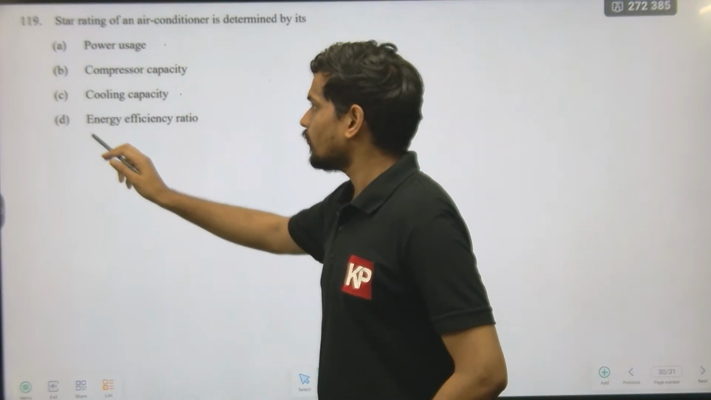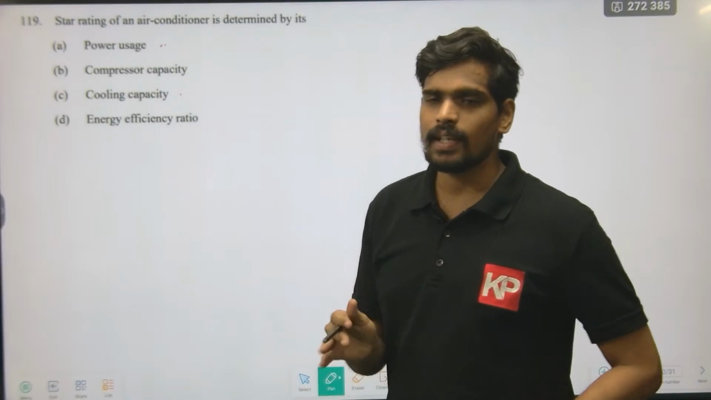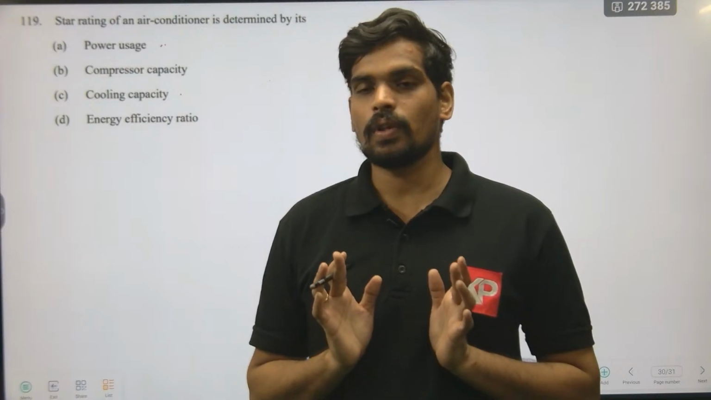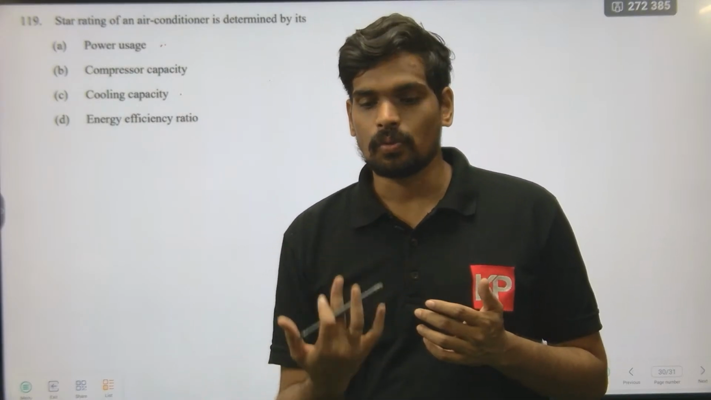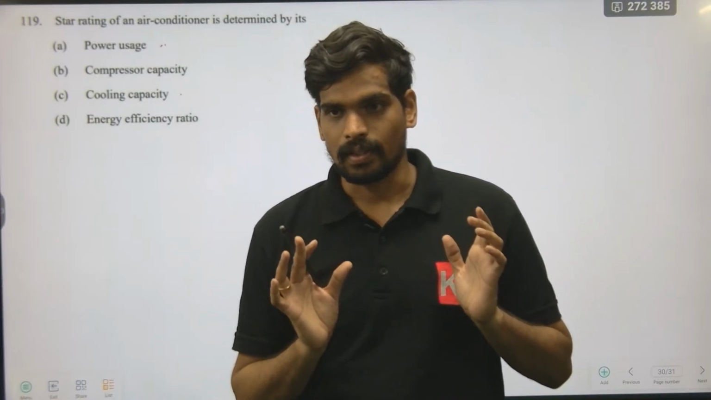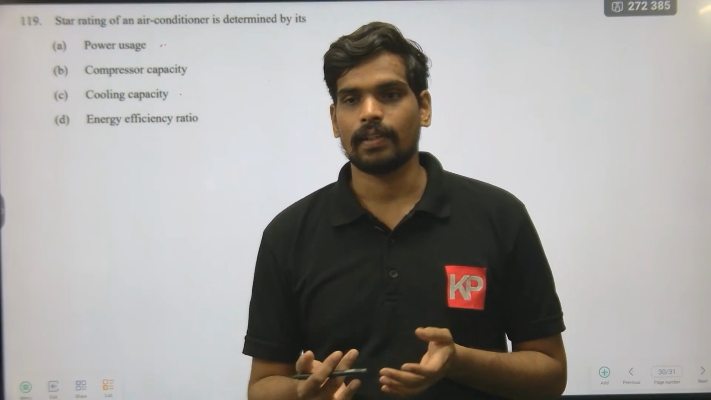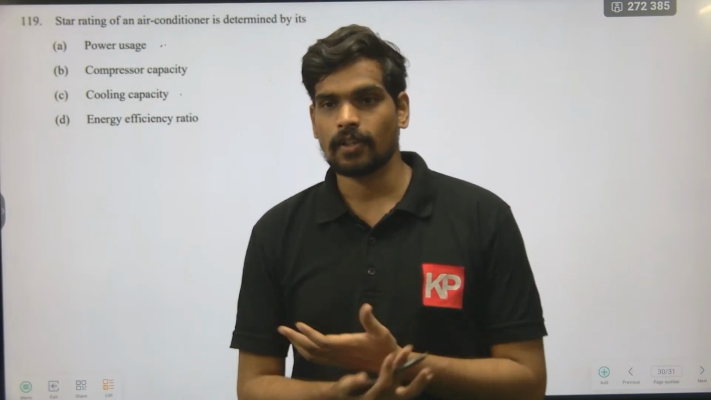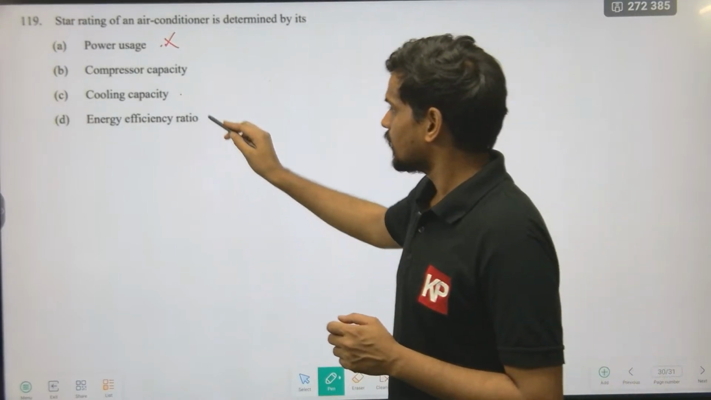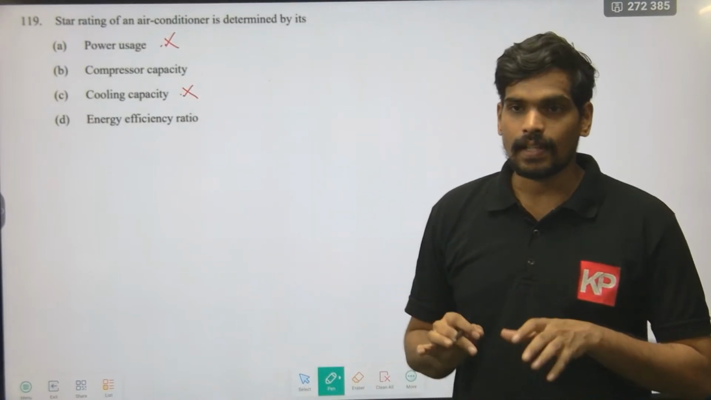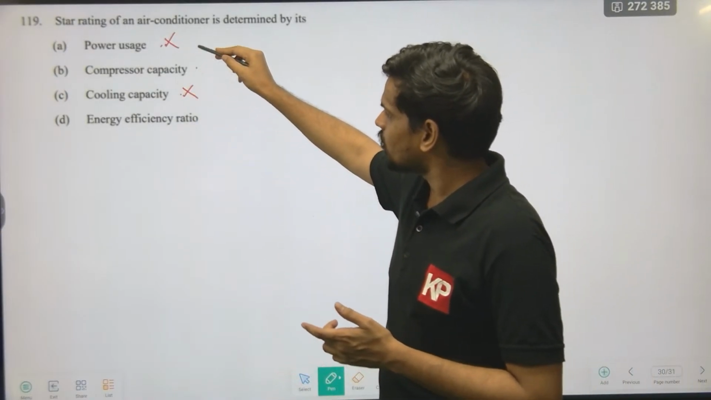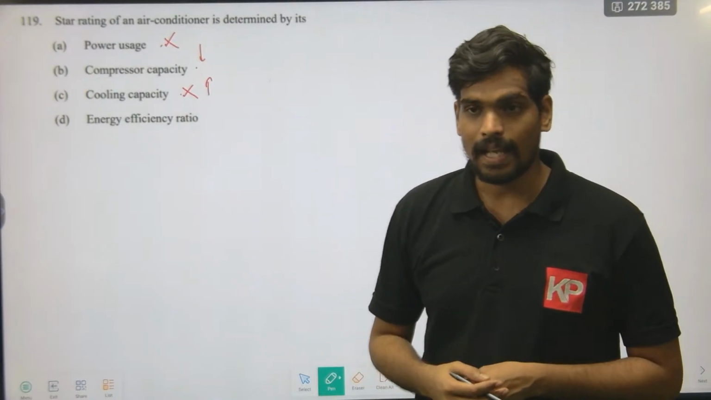But say for example, if you consider only power usage, if there is an air conditioner which is having less power consumption, can you say that it is a very efficient AC? Obviously no, it should also do its work of cooling. If there is an AC which is consuming very little power, but it is not giving any cooling effect, can it be called an efficient air conditioner? Absolutely no. So power usage individually cannot be a factor. Similarly, cooling capacity individually cannot be a factor. Compressor capacity relates to both these aspects, power consumption and cooling.